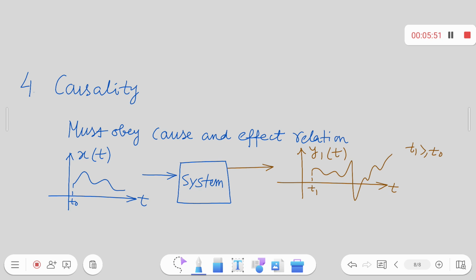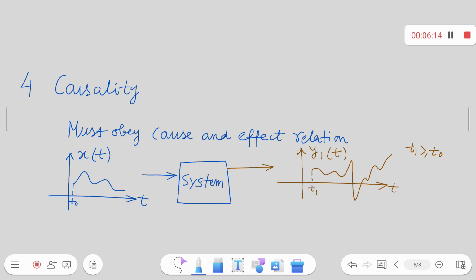Okay, that means the input starts from t0 and output starts from t1. Now this t1 is greater than or equal to t0. That means first the input arrives and then the output, right at this point or sometimes after that.